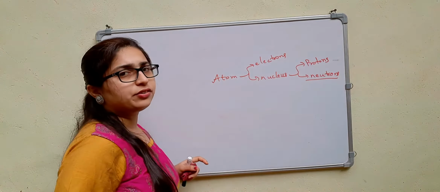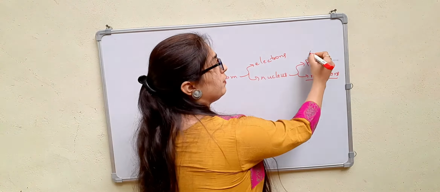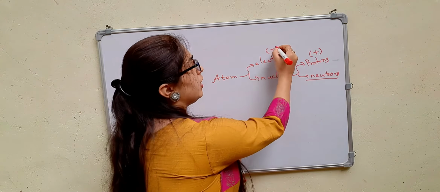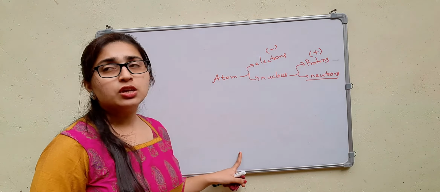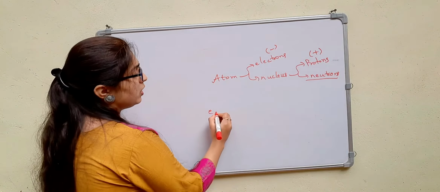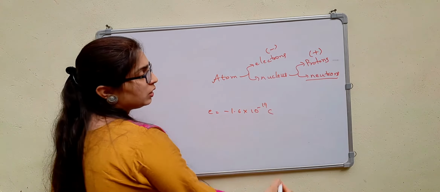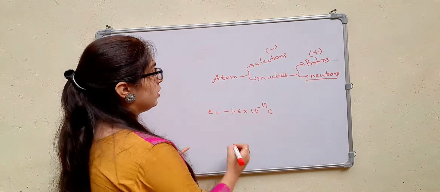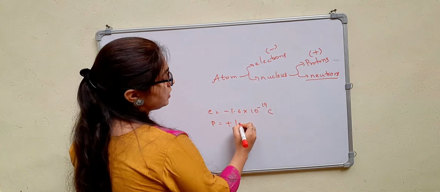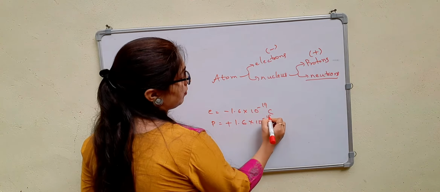Neutrons are electrically neutral. A proton has a positive charge. Electrons have a negative charge. So what's the charge of an electron? It is minus 1.6 into 10 raised to minus 19 coulomb. The magnitude is the same for a proton, but it is a positive charge.